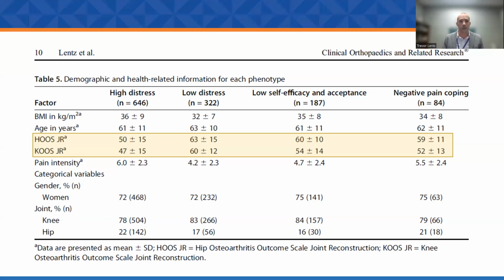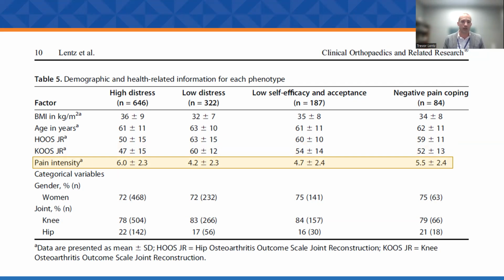I'll start with self-reported function on the HOOS and KOOS, and you can see that in the high distress group, those HOOS and KOOS scores were relatively low, indicating high levels of disability. It would make sense then that in the low distress group, we didn't see those really significant levels of disability, or at least not as bad as we did in the high distress group. The low self-efficacy and the negative pain coping groups were somewhere in between. And we saw a similar sort of profile when it came to pain intensity as well. So much higher pain intensity when you look at the high distress group compared to the low distress group.